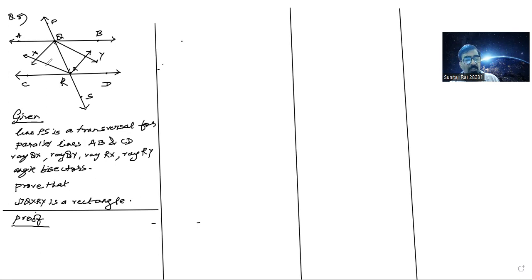Line PS is a transversal of parallel lines A, B, and C. Can you see here? PS is a transversal. Can you see line PS, children? I hope everybody can see line PS. I'll highlight it, children, if you want. Just have a look at this. Can you see this line PS?